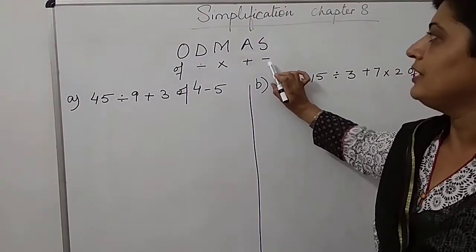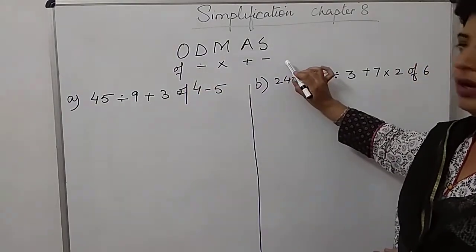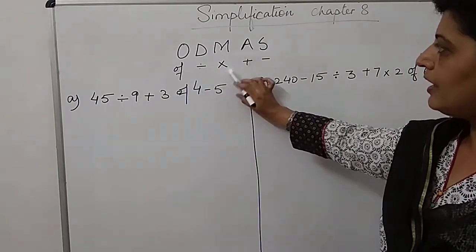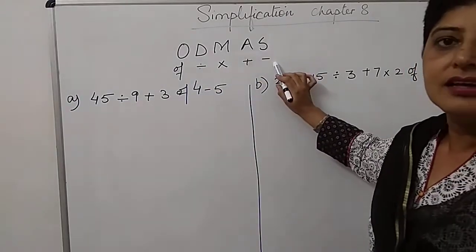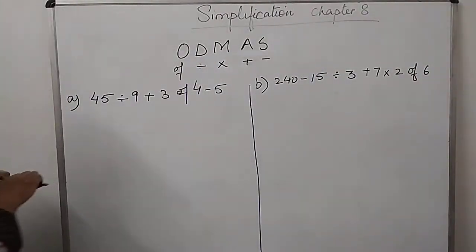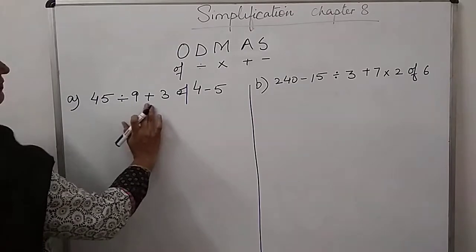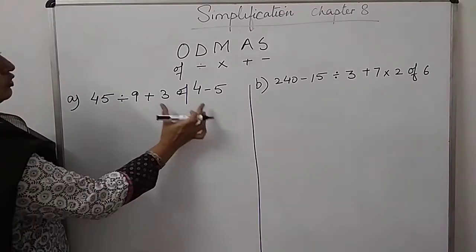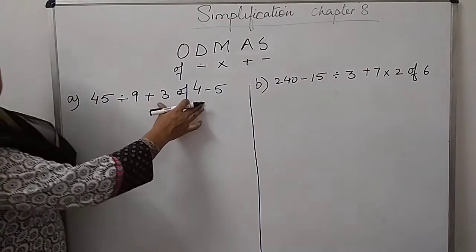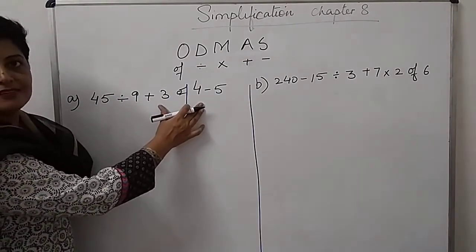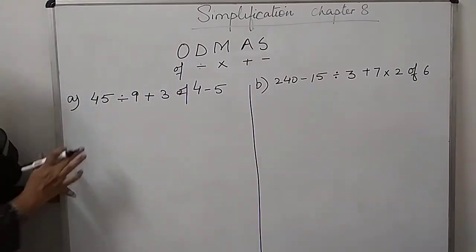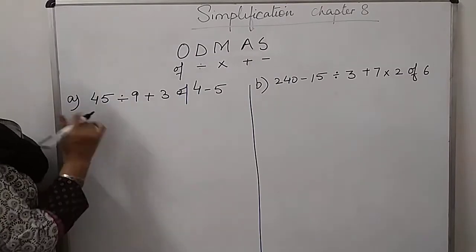And we will be solving these operations in this sequence only. First we'll solve of, then divide, then multiply, then add, and finally subtraction. Now in this question we have divide, plus, of and minus. So we'll be starting with of. Of is the same as multiplication, but it is solved first whenever it is there in the question, before division.